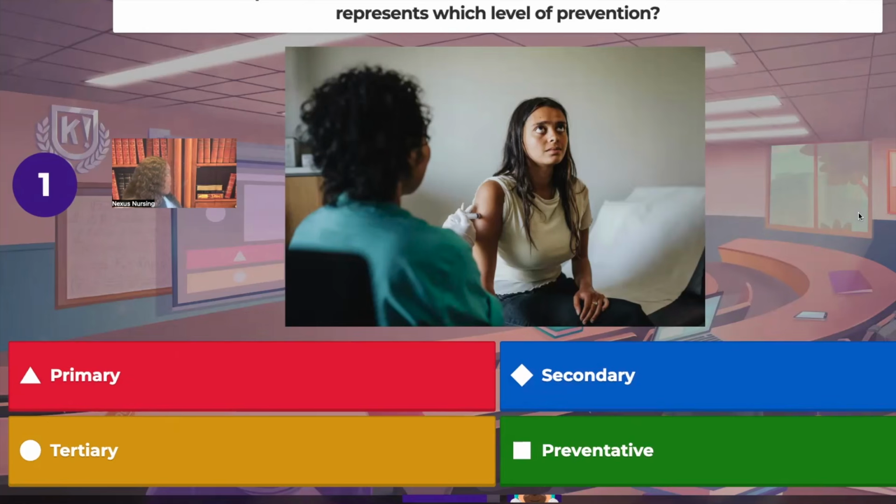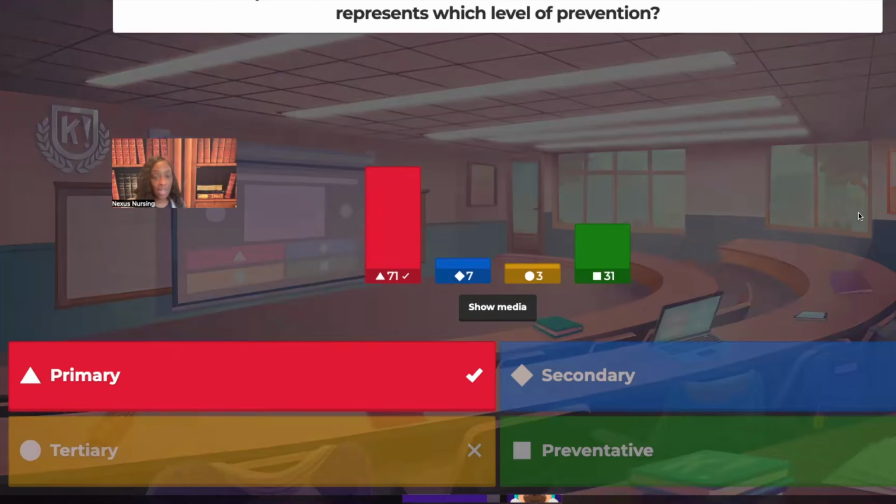You guys are doing great on the live. Very good. Primary. 31 of you guys chose preventative as a level of prevention. Guys, I made that up. There is no preventative level. There's primary, there's secondary, there's tertiary.